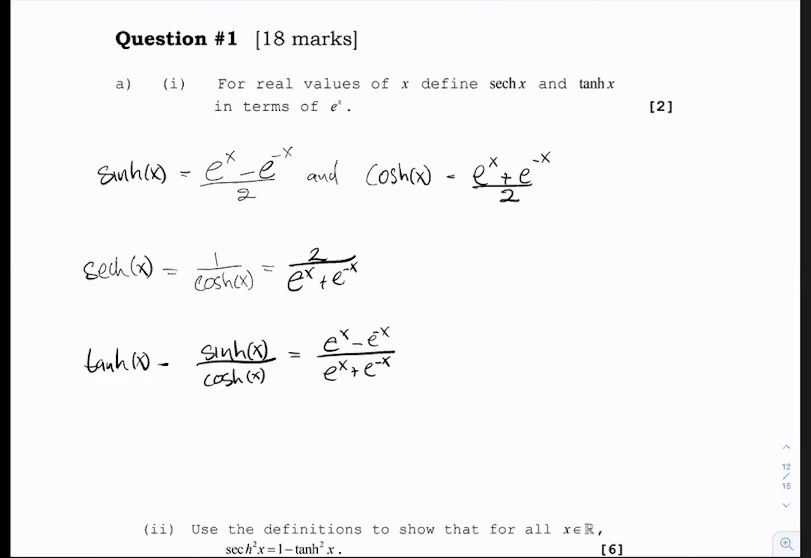Now, why are these questions important? These questions are particularly important because every year you are tested on the definition of your hyperbolic trigonometric functions first. So we want to always keep these definitions in mind. Questions like these will be on your final exam.